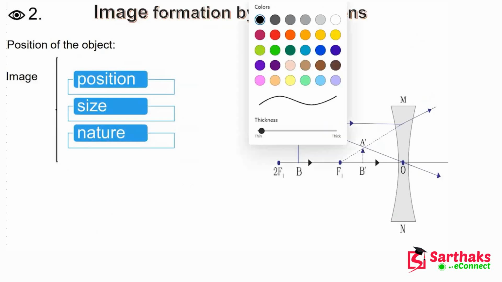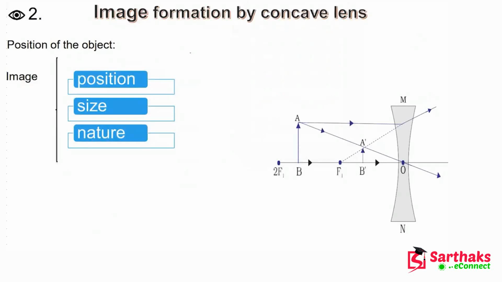Okay, so this is the second case. In this case, we will simply place this object anywhere between infinity and the optical center. Because in case number one, we had placed the object at infinity. Infinity means very, very far from the lens. But here we can place it anywhere. So now let's see what happens.